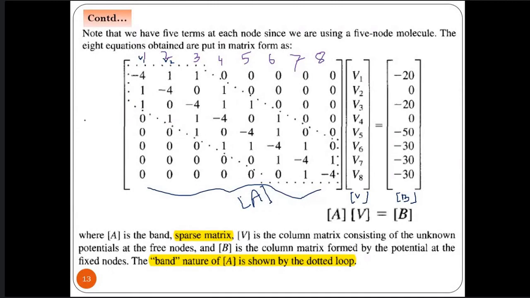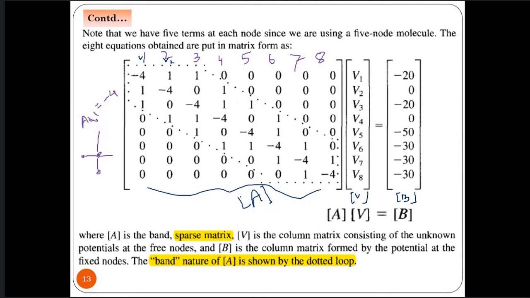That is to mention, A of ij equal to -4. A of i,i will be -4 because we are discussing the 5-node molecule method. If you consider the 5-node molecule method, it will depend on the 4 neighboring nodes. So there will always be 4.